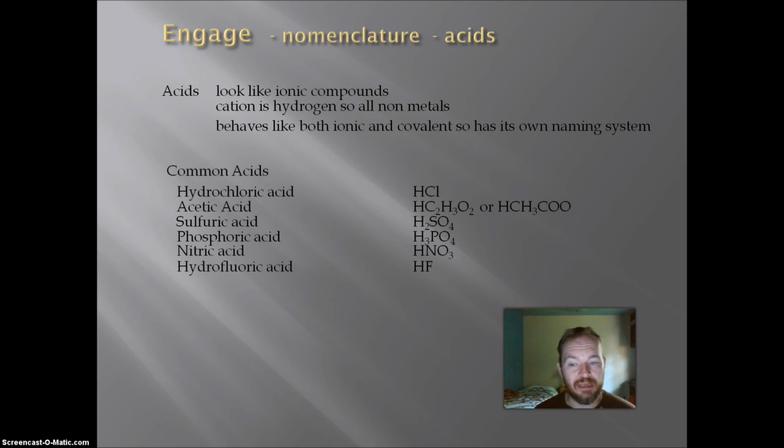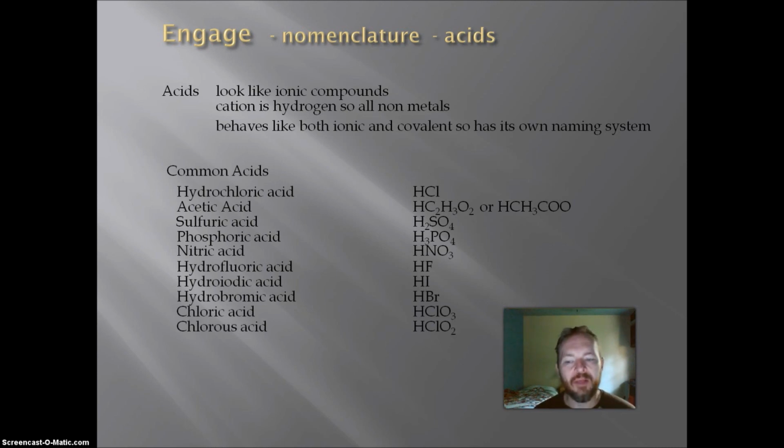Hydrofluoric acid is HF. Hydroiodic acid is HI. Hydrobromic acid is HBr. Chloric acid, coming from the chlorate ion, would be HClO3. Chlorous acid, coming from the chlorite ion, would be HClO2. And perchloric acid, coming from the perchlorate ion, which means it has one more oxygen than ate, would be HClO4.